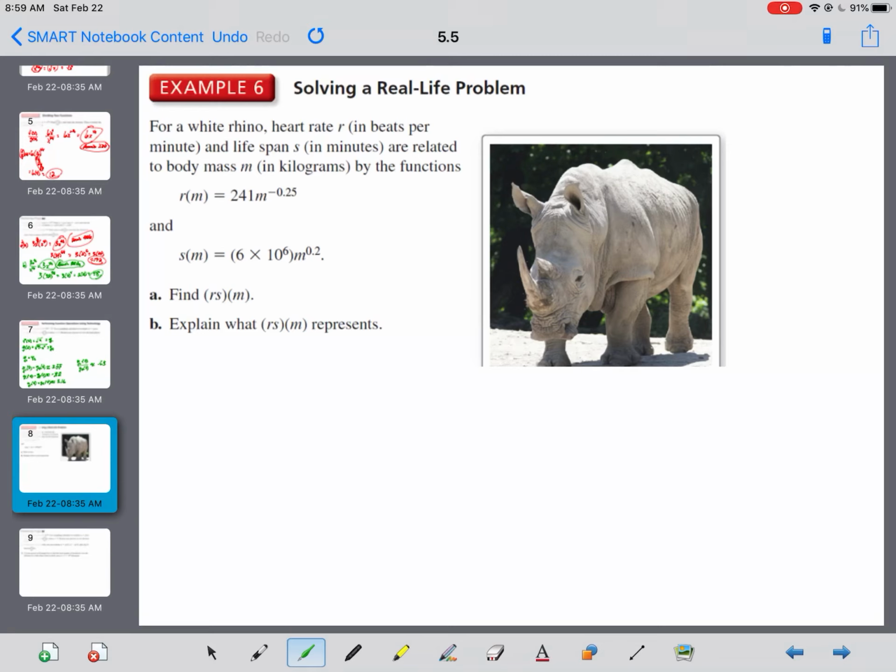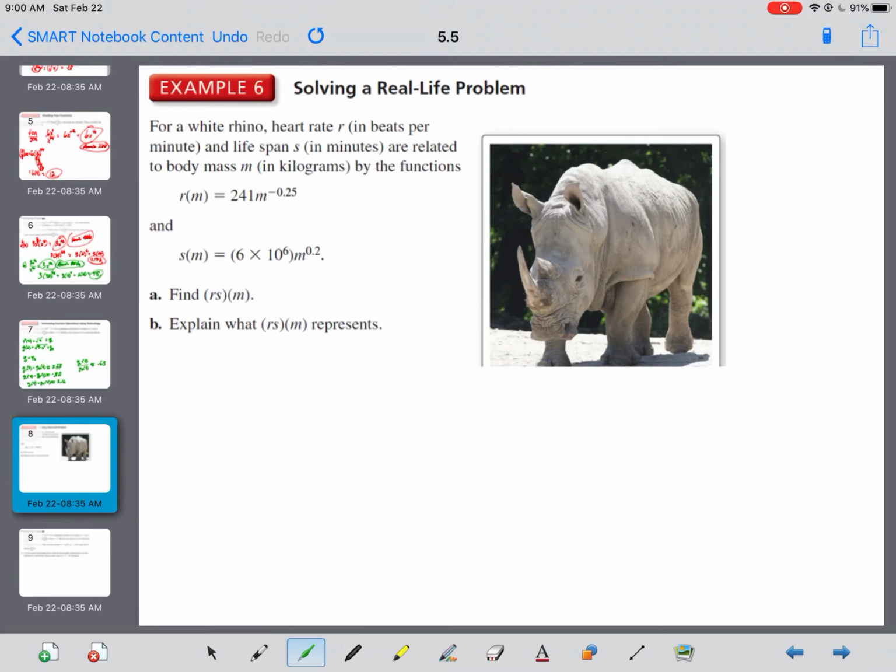All right, solving a real-life problem. Real-life problems are going to be decimal places. We're going to use the calculator to do it. So, for a white rhino, heart rate R in beats per minute and lifespan S in minutes are related to body mass M in kilograms. You see how the M is the variable for mass, R is for heart rate, S is for lifespan, and now we've got functions.